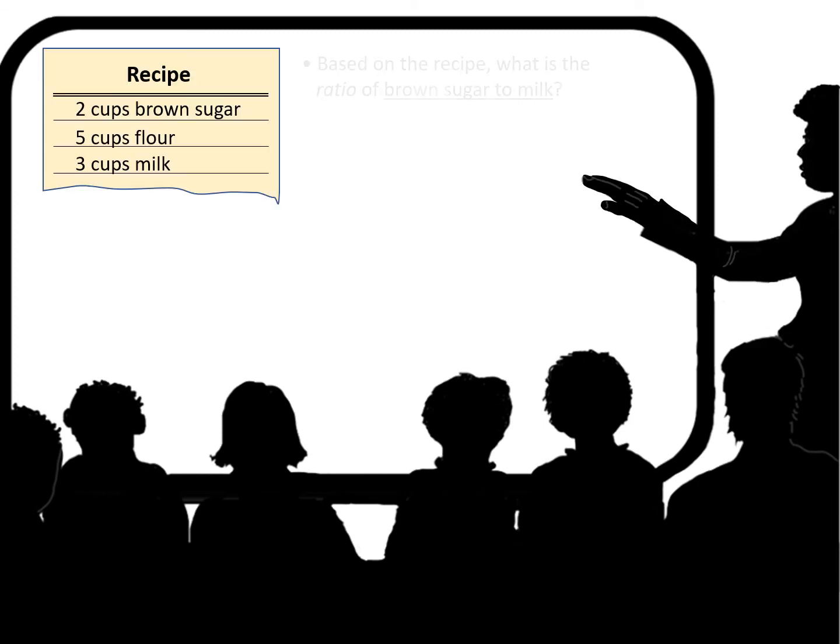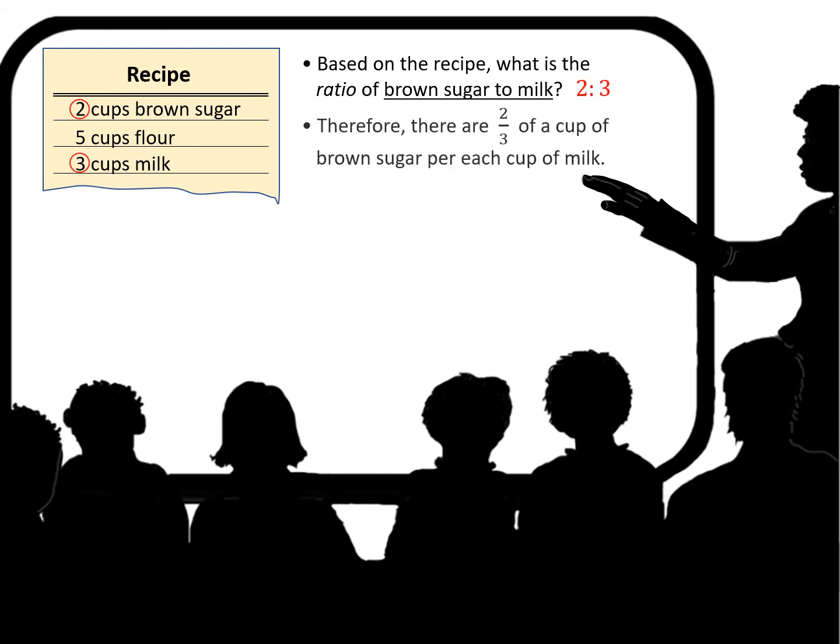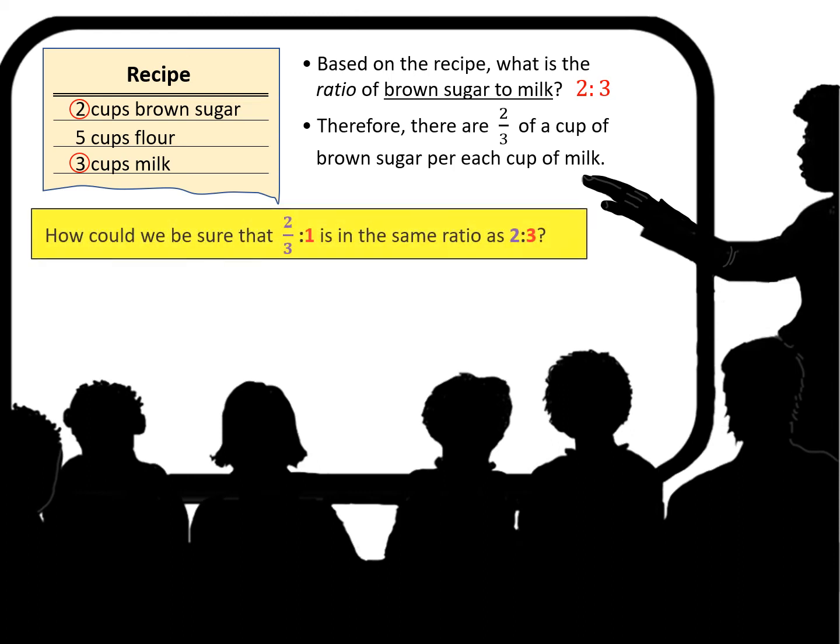Here we have part of a recipe. Based on the recipe, what is the ratio of brown sugar to milk? It's 2 to 3. 2 cups of brown sugar for 3 cups of milk. Therefore, there are 2/3 of a cup of brown sugar per each cup of milk.